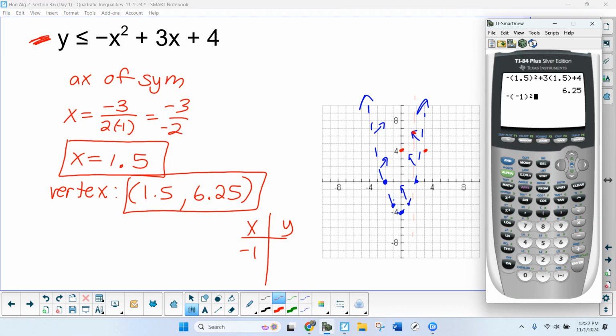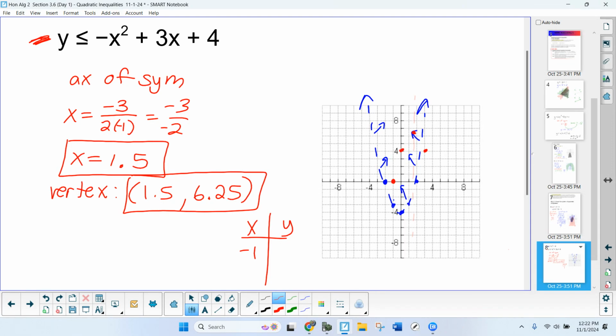-1 squared plus 3 times -1 plus 4. And what do we get? 0. Okay, that's a good number. -1, 0. And then I'm going to come over here and reflect that. Is this one dashed or solid? Solid. Which way do you shade since it is less than or equal to?